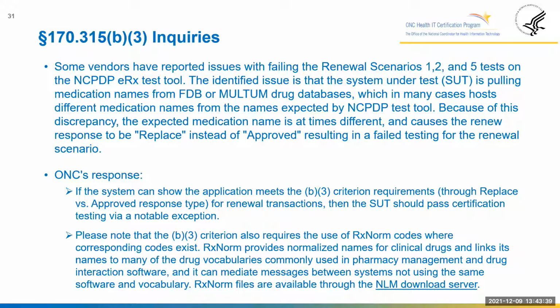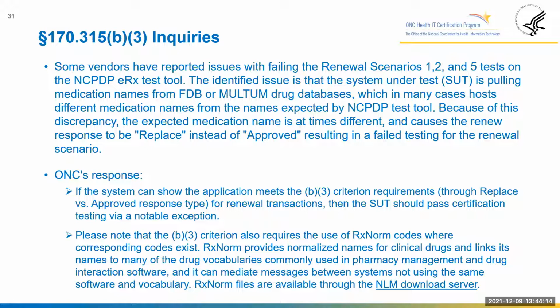So per NCPDP script IG, if anything except the refill count in the medication response differs from the request, the system must send a replace response. Because of the medication name discrepancy between the request and the response, it caused the response to be replaced instead of approved, making the testing fail the renewal scenario. And the reporter of the inquiry asked us if the test case could pass with a notable exception.